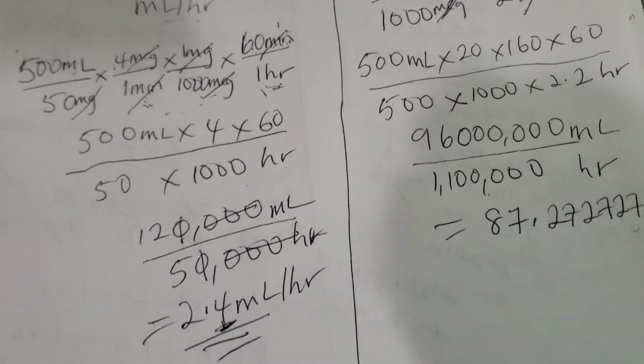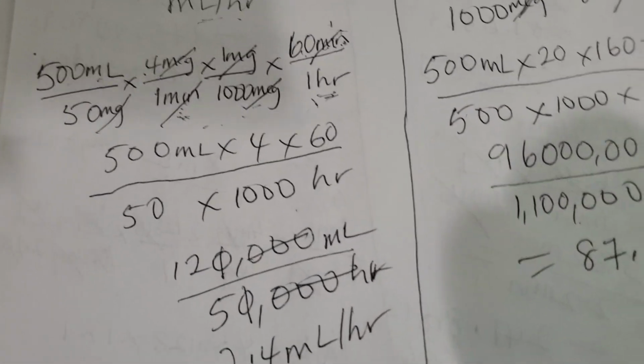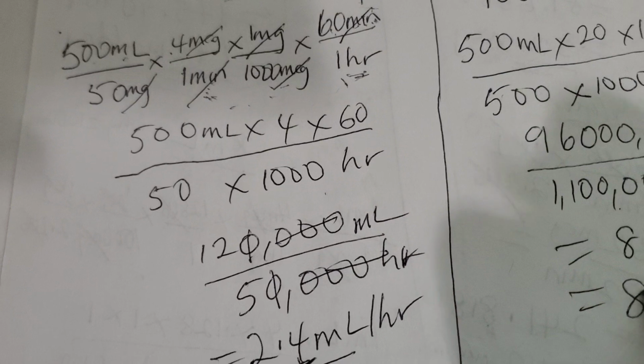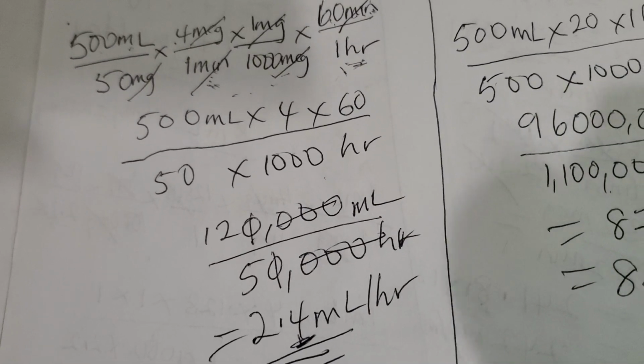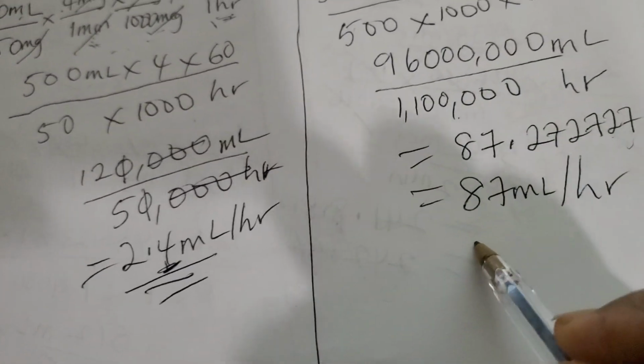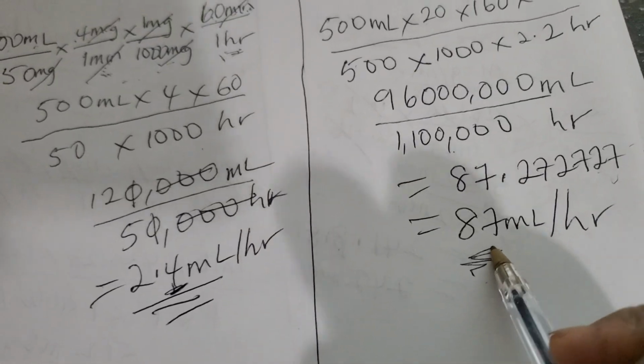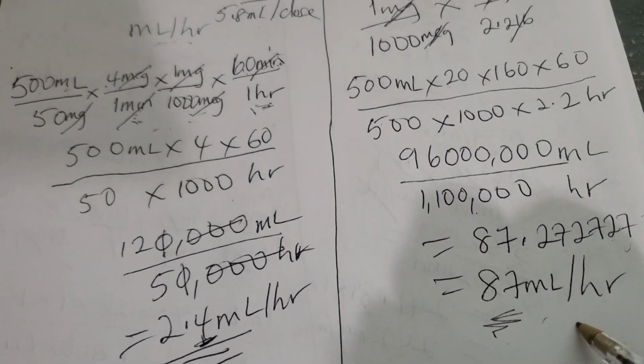87.272727, and round it to the nearest whole number. So our answer is 87 ml per hour. So the infusion is going to run at 87 mLs per hour.